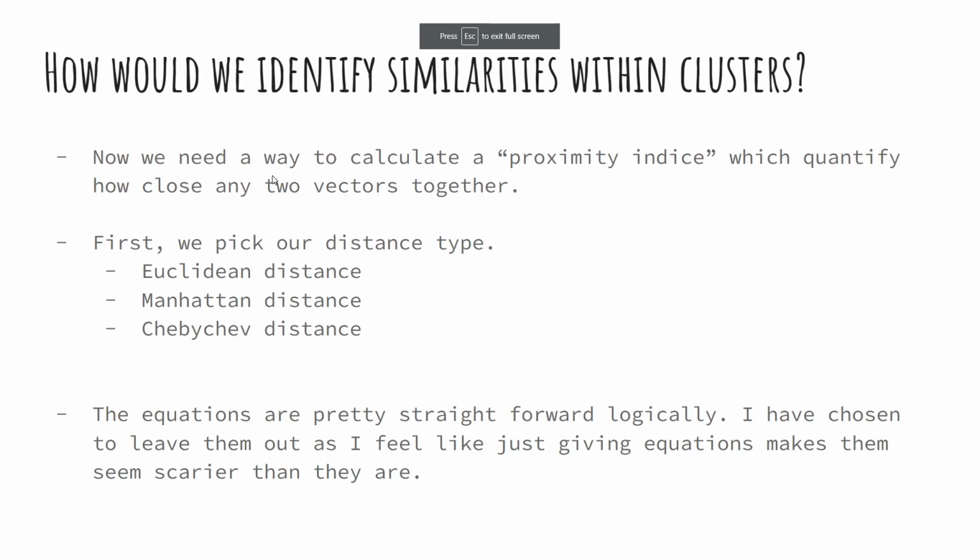So we need to pick a distance type. Euclidean distance, Manhattan distance, and Chebyshev distance are the three most popular ones. Mainly we look at Euclidean distance, which is like Pythagoras' theorem. And what I think is, when they just shove the equation at you, it makes it seem scarier than it is. So I'm not going to show the equation straight away. We're going to look at the logic of how it works.